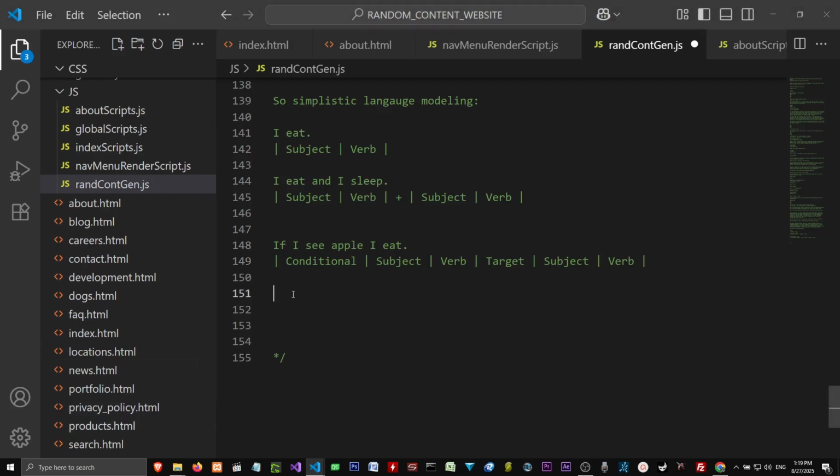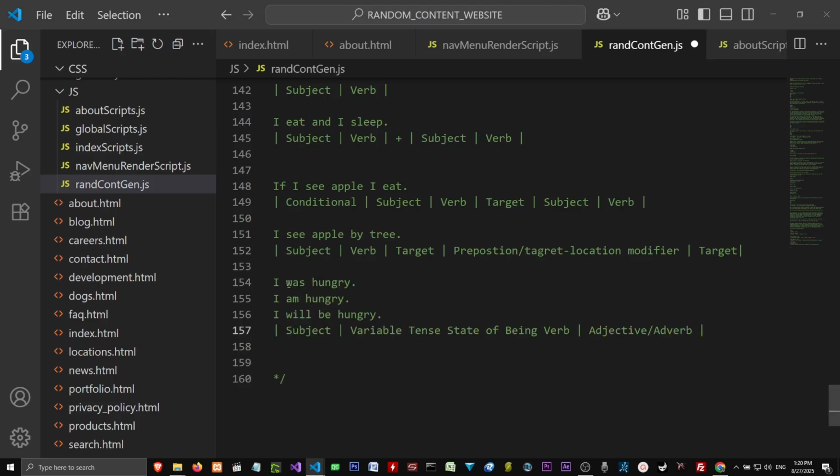And then we grow spatial awareness. I see apple by tree. Subject, I, verb, see. And then we have apple. I forgot to put here, that's a target. We have 'by,' which is a preposition or target location modifier. Tree, target. That's a location, right? And then let's talk about I was hungry, I am hungry, I will be hungry.